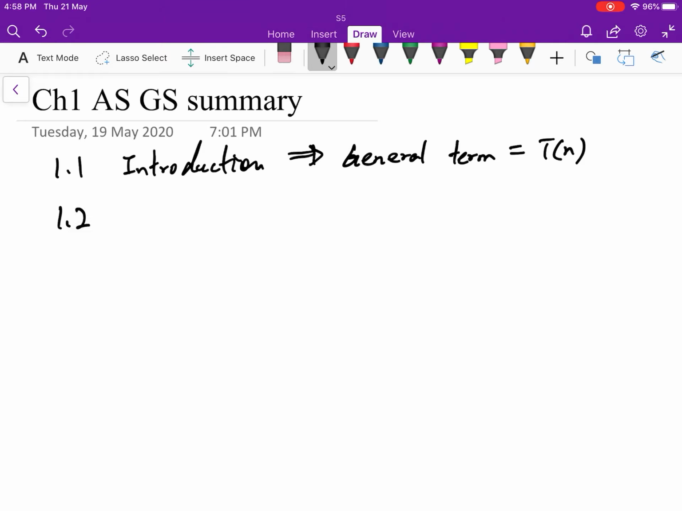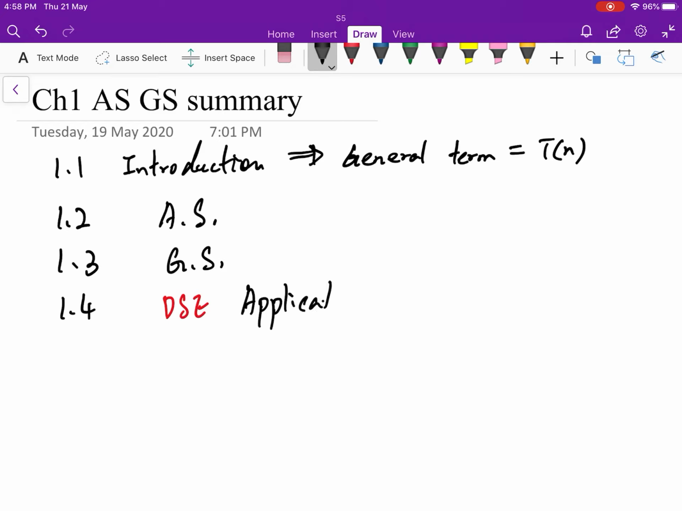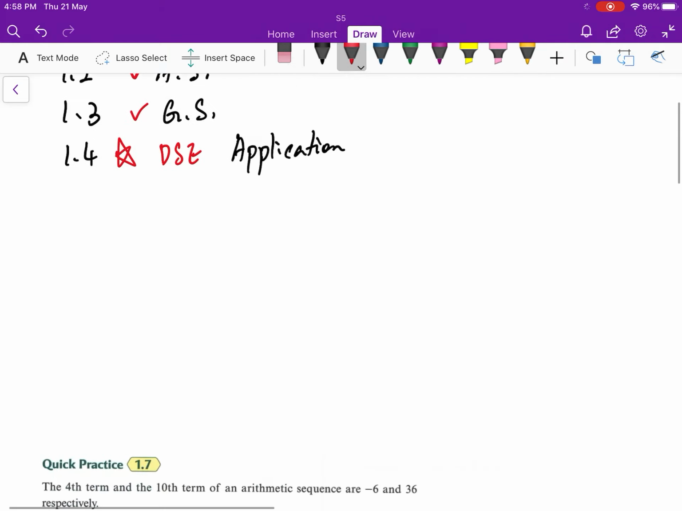Then in 1.2 we learn the arithmetic sequence and its property. In 1.3 we have learned the geometric sequence and its property. Then 1.4 is actually quite a DSC type, okay? It's the application, some long questions. Of course, you need to learn the basic knowledge of the AS and GS formulas, then apply them in 1.4 application questions. So now, let's do a review. What are the AS and GS formulas?